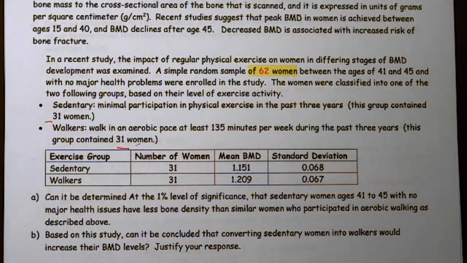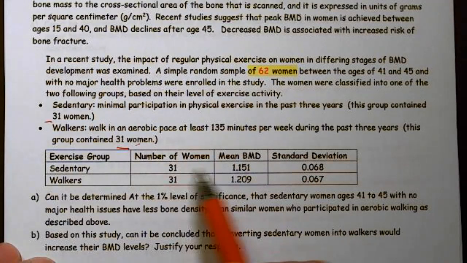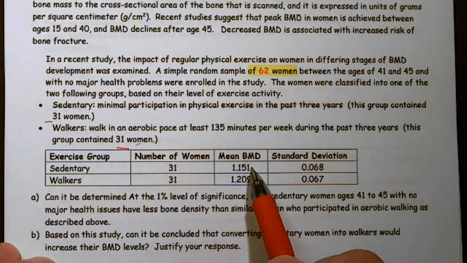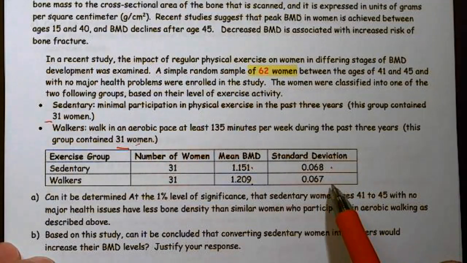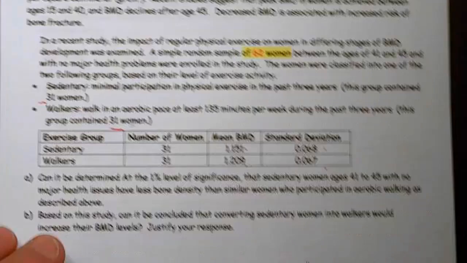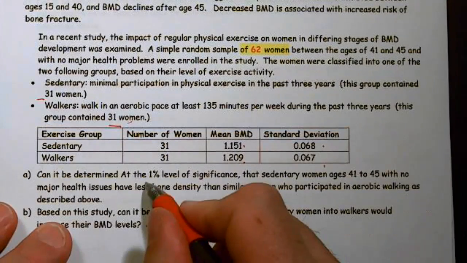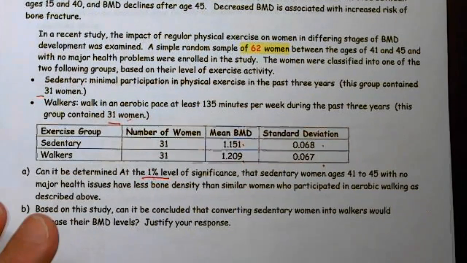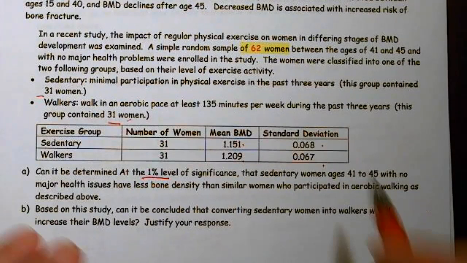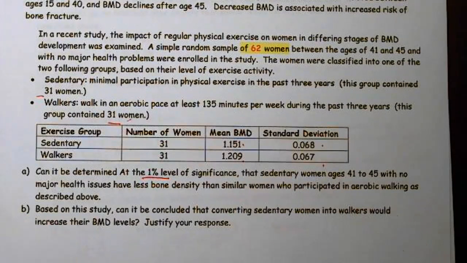And then we have a mean bone mass of 1.15 for sedentary, 1.2 for walkers, with the standard deviation here and standard deviation there. Can it be determined at the 1% level? All right, so they gave me a significance level. So this tells me I'm running a hypothesis test versus a confidence interval. And we already said we have two independent groups. So this is going to be a two sample t-test that we need to be running.